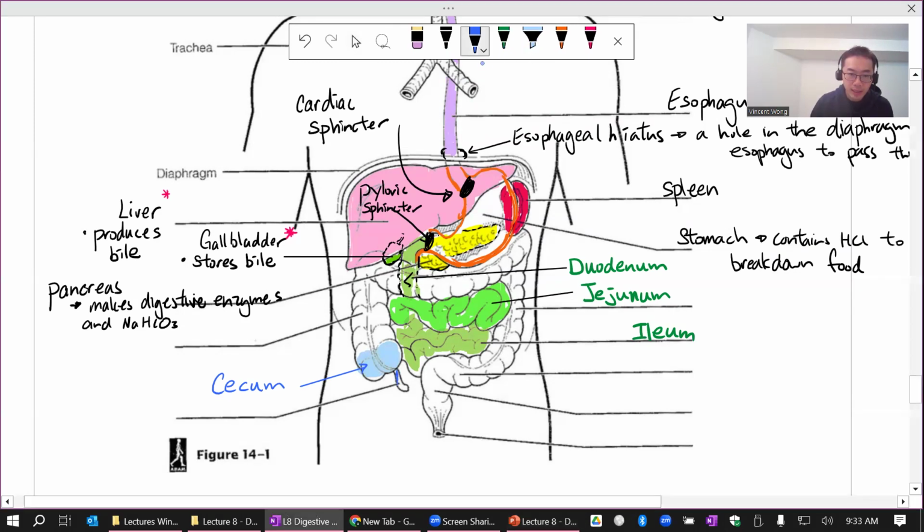Now, of course, there's a thing that dangles off from the cecum right here on the lower right side. What do you think that is? You must have heard of that before. Appendix. That is the appendix, that's right. Now, we don't know what the appendix does. It might have had some function in the past, but it doesn't really do anything nowadays. We call it a vestigial organ.